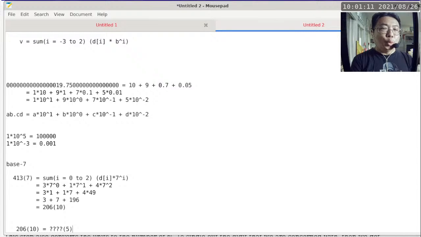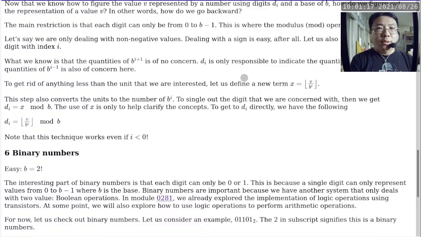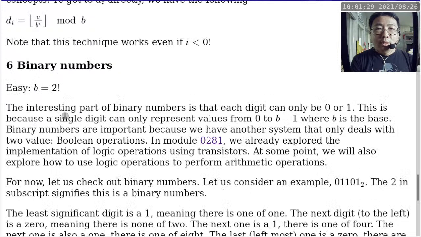What do we do? Let me point out an equation that is useful, but I wouldn't say it is super duper useful, but it's useful. This is an equation that can go back. If you know the value v, and you want to convert it into a base b representation, and you only want to know what is digit i, this is how we do it.